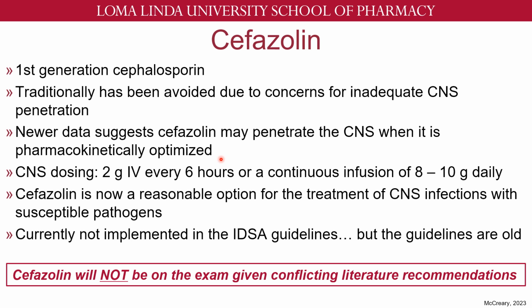So remember, we looked at those dosings, and so when we have more aggressive dosings, certain antibiotics we can rely on to cross the blood-brain barrier and penetrate well into the CNS. And so with that being said, we will use a more aggressive cefazolin dosing. So 2 grams IV every 6 hours, or even as a continuous infusion of 8 to 10 grams daily. So now the recommendation is shifting. Cefazolin is now a reasonable option for the treatment of CNS infections with susceptible pathogens.